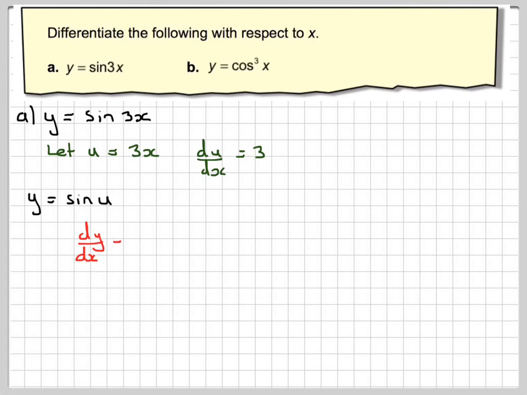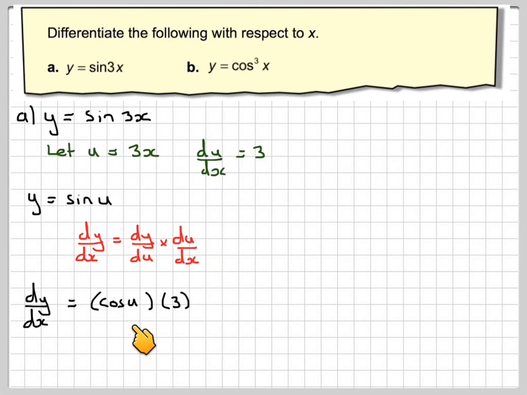Now, dy by dx by the chain rule is equal to dy by du times du by dx. So dy by dx is going to be equal to dy by du. Now the differential of sine u is cos u, times du by dx, which is 3. And now because u was my invention, I now replace that back with the 3x. We get 3 cos 3x.